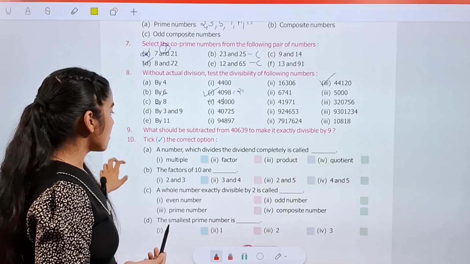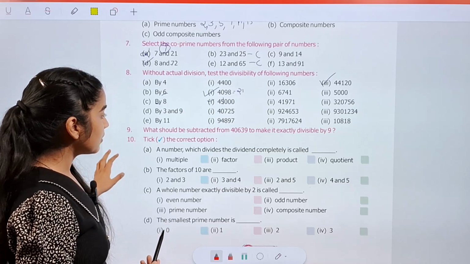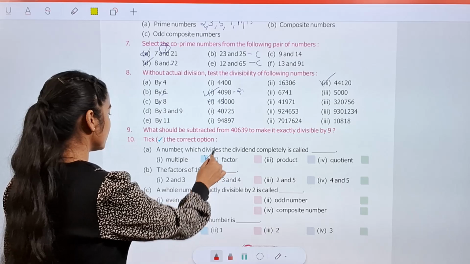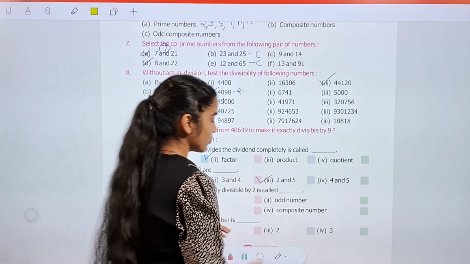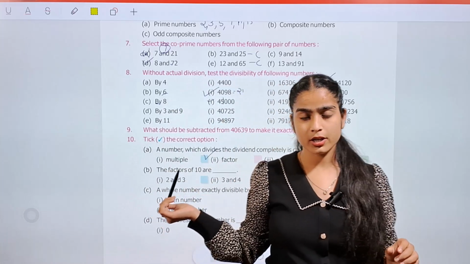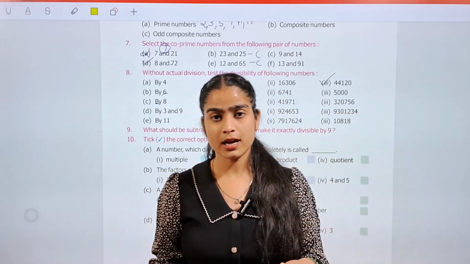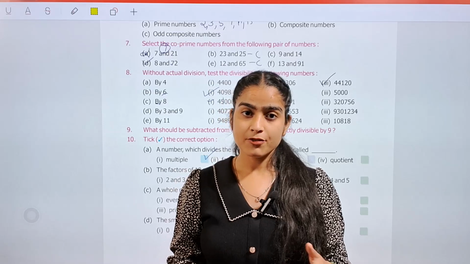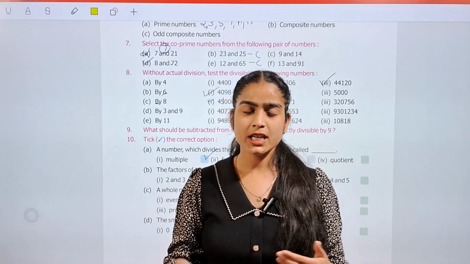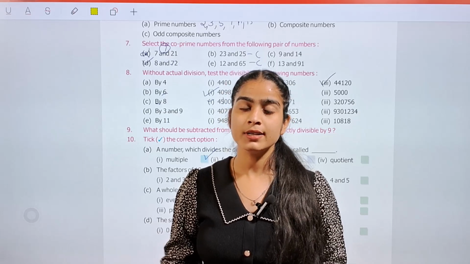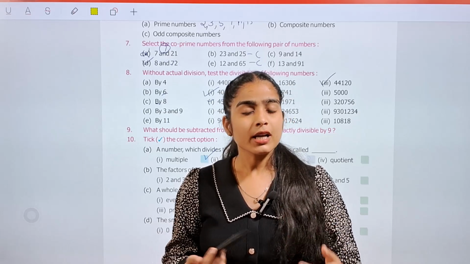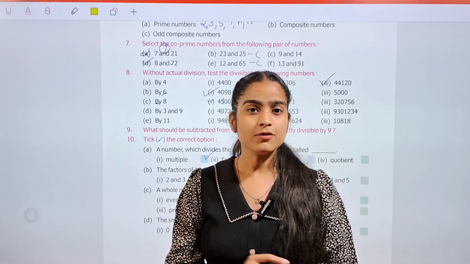A number which divides the dividend completely is called a factor. The factors of 10 are 1, 2, 5 and 10. So you have to tick the correct options, and that's it for today's class. I hope you learned everything in this chapter. If you have any kind of doubt, repeat the content, evaluate yourself, and then again repeat the questions. That's it for today's class.